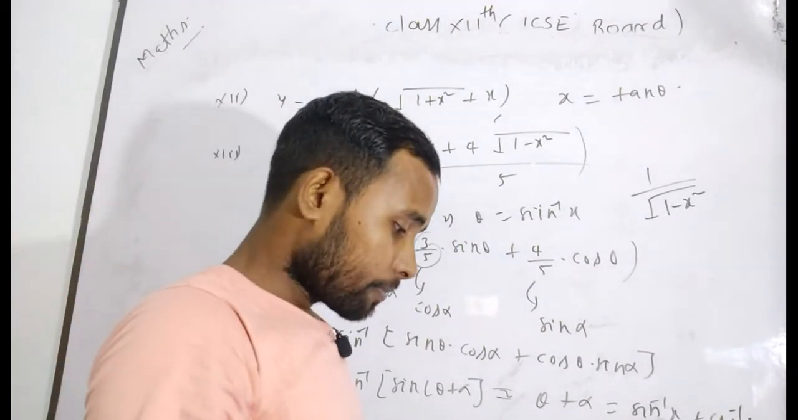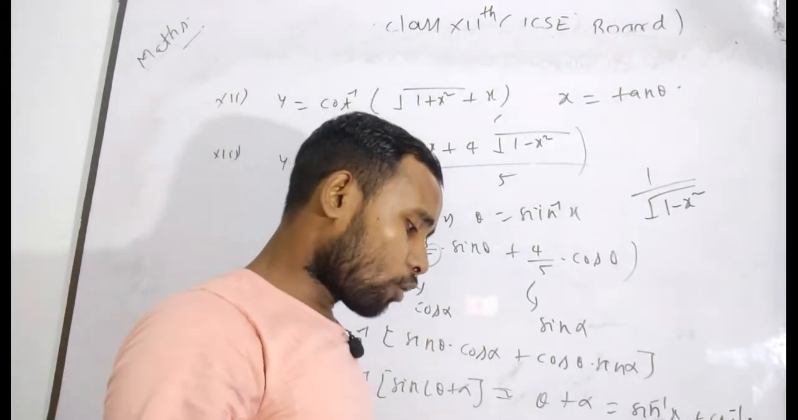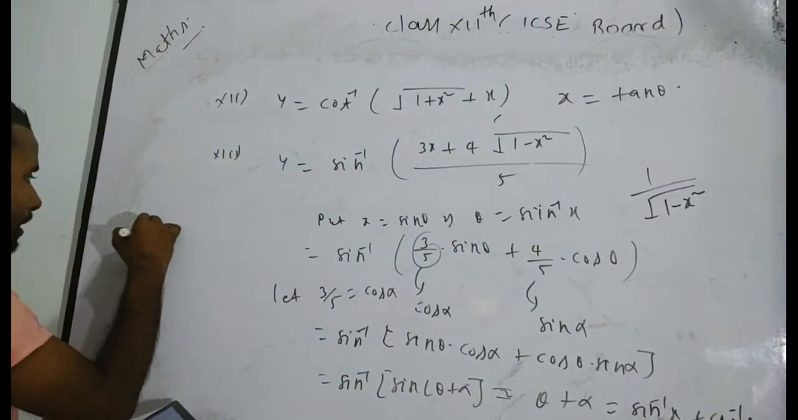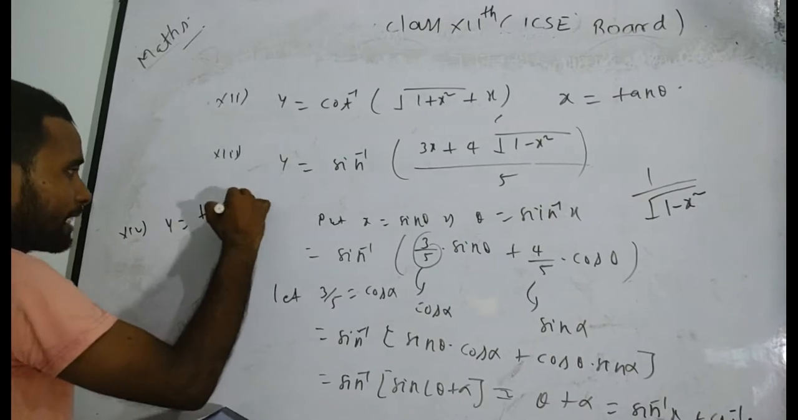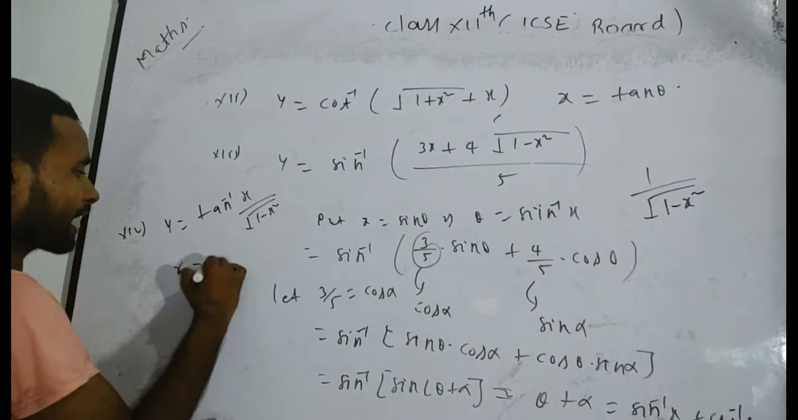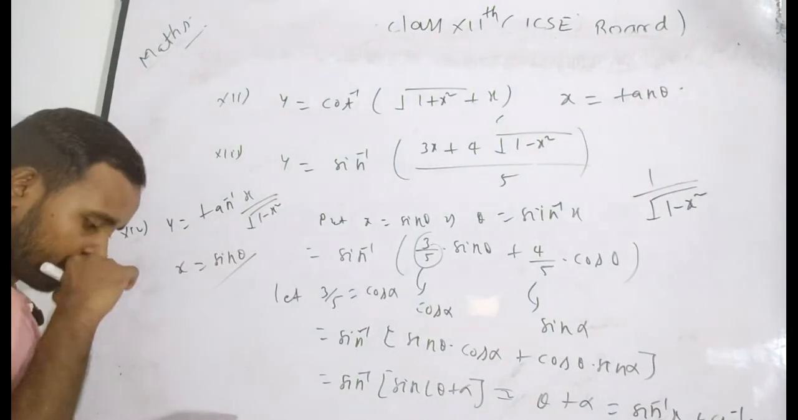Now, I think question 14 you can solve. Question 14 is very easy. It has given y is equal to tan inverse of x upon 1 minus x square. Simply put here x equal to sin theta and proceed.